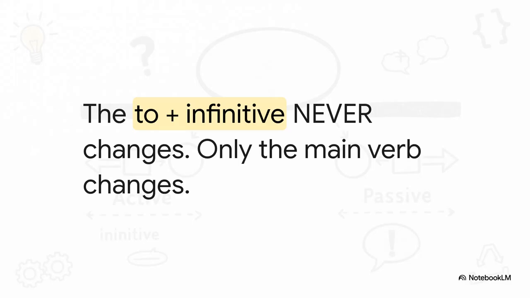Now, if you take away just one structural rule from this entire explainer today, please let it be this. During this transformation, the to infinitive stubbornly remains exactly the same. It does not budge. To rest stays to rest. To leave stays to leave. Only the main verb changes into its passive form. It's a huge aha moment that instantly makes writing these sentences so much easier.